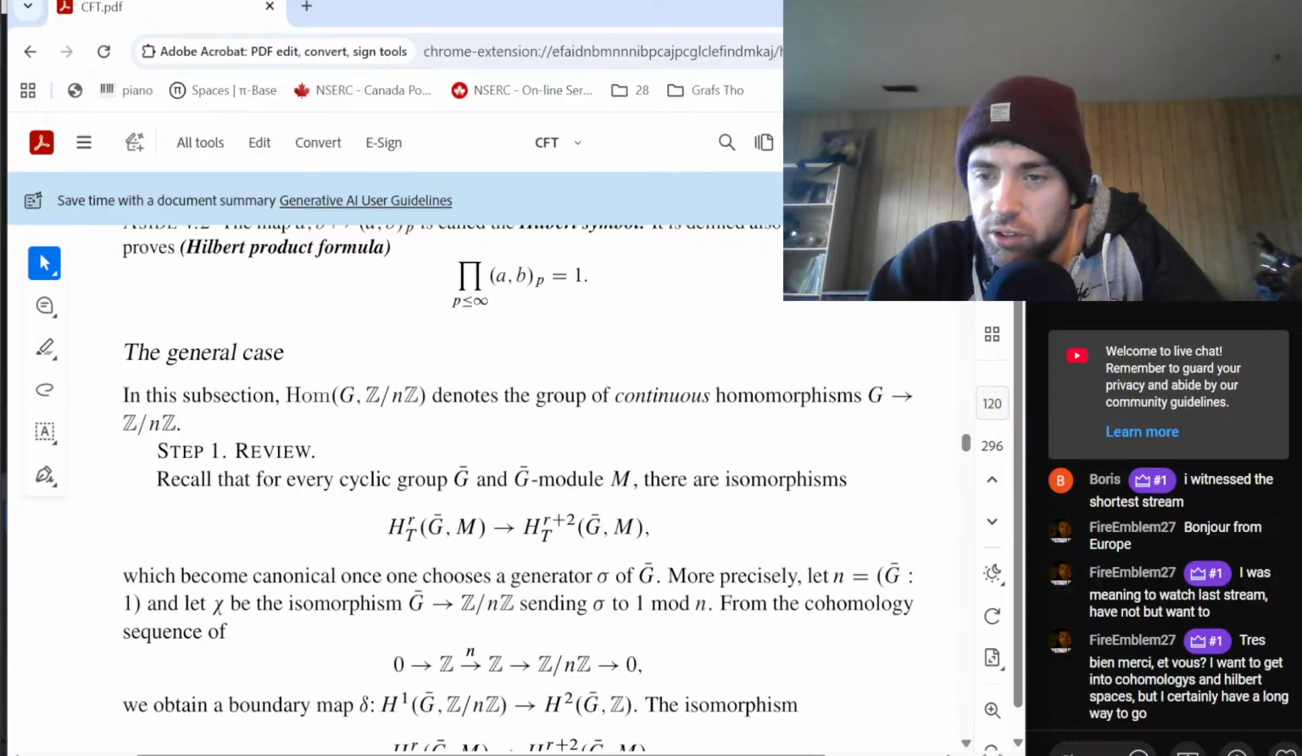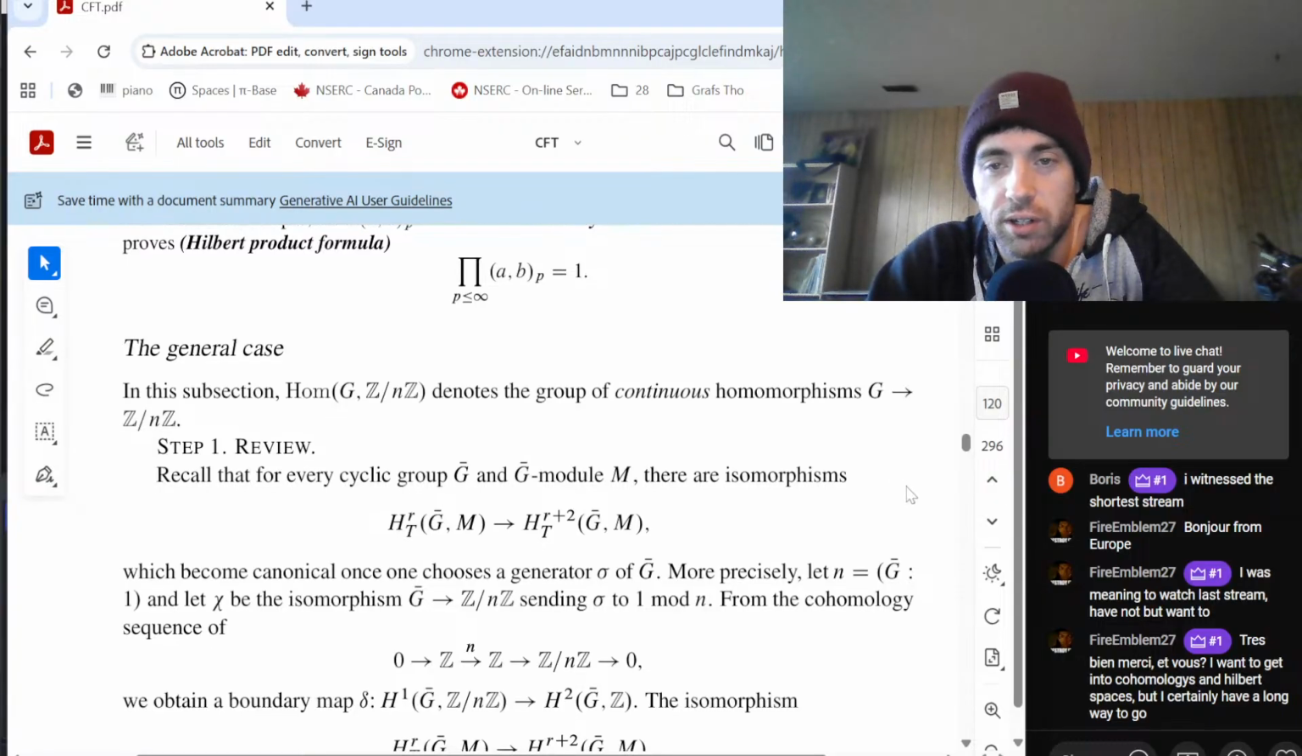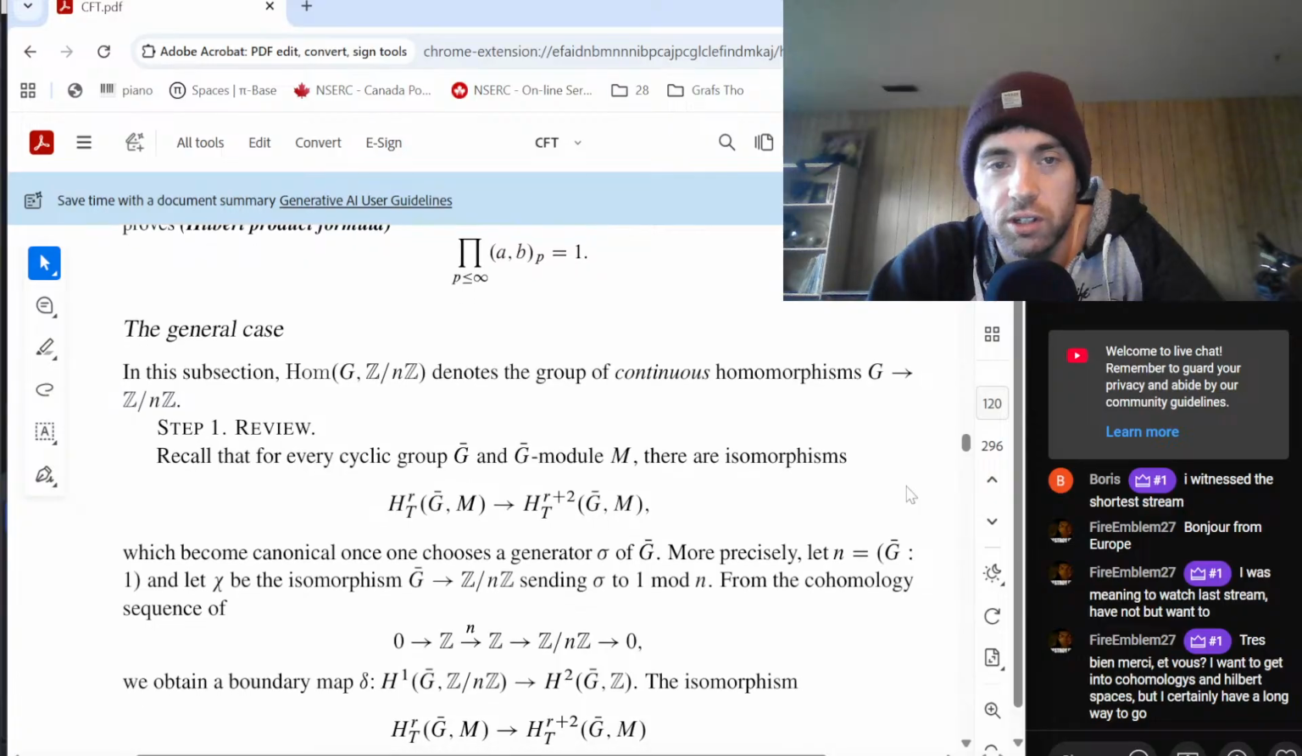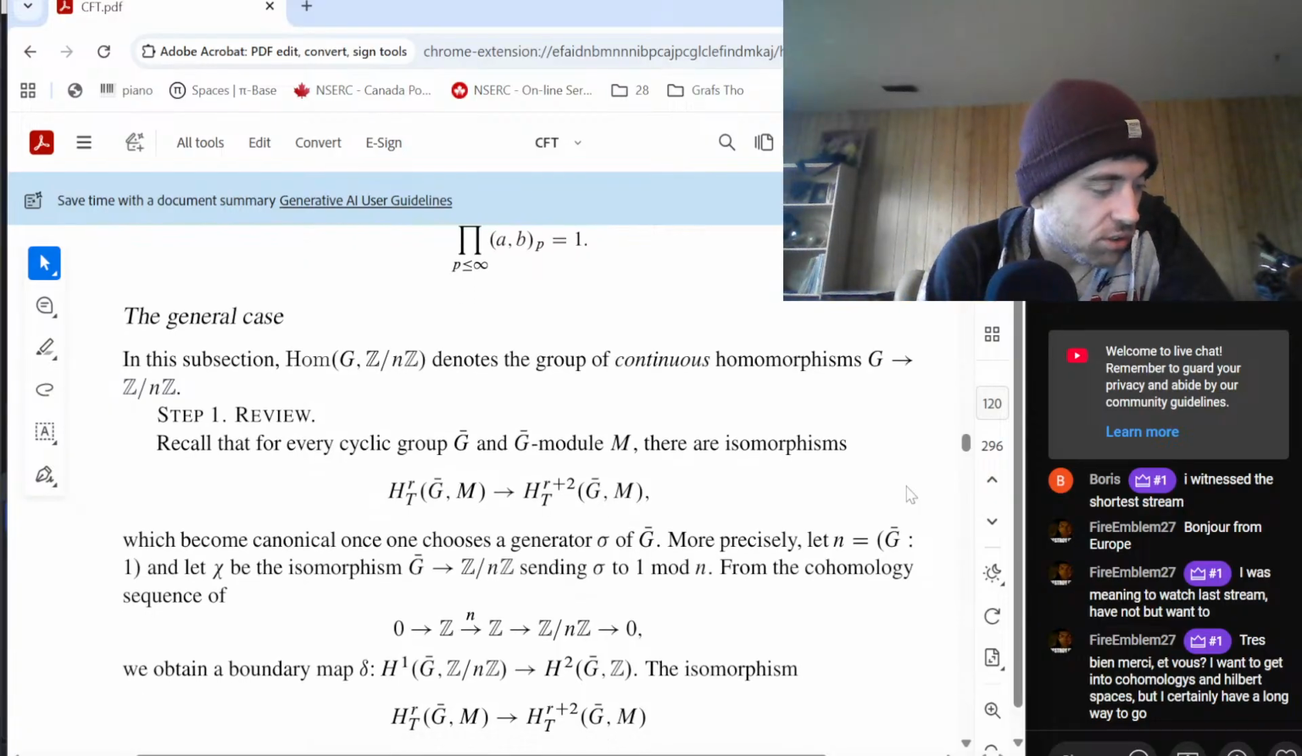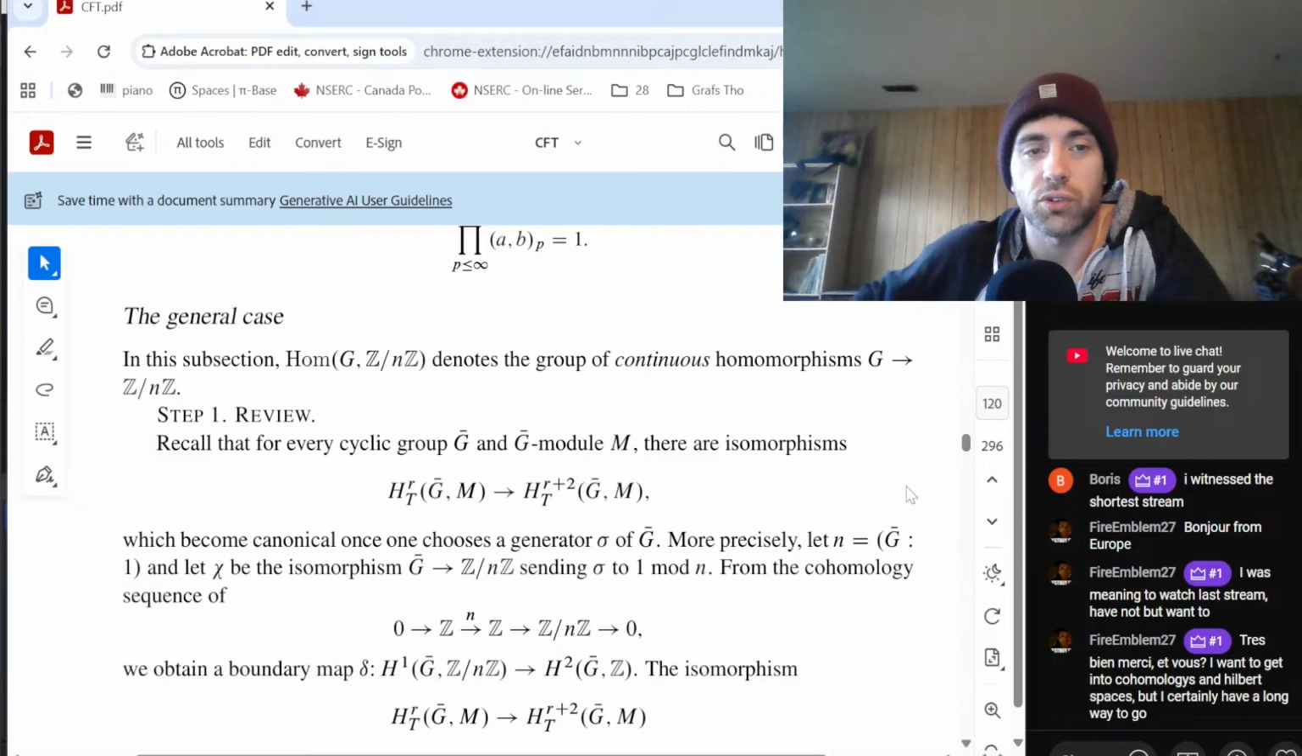Très bien, merci. Et vous? Très bien. You want to get into cohomology and Hilbert spaces, but you certainly have a long way to go. Well, we're doing relatively fancy stuff here now, but if you have a background in some group theory and some linear algebra, then both of those things should actually be relatively approachable if you find the right resources for them.